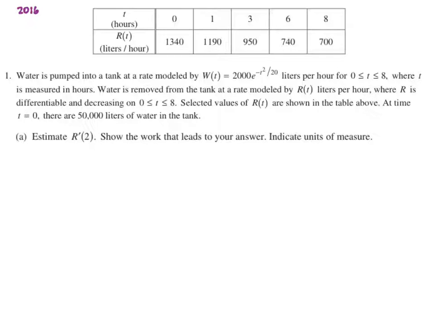So what I want to note here is that this kind of problem could have been classified as a rate in, rate out problem, and we're going to do more of those examples later on. But for now, we want to make sure that we understand the context of what these functions represent. So W is the rate at which water is being pumped into a tank, so this is the rate in. And R is the function that represents how the water is being removed from the tank. So R is a rate out.